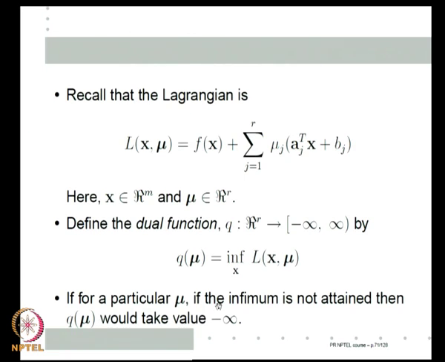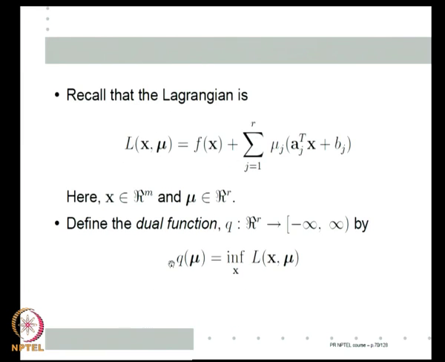That is the reason we allowed q to take minus infinity as one of the possible values. If for a particular mu the infimum is not attained, then q(mu) would take value minus infinity. Just to allow that, we define q to be a function from R^r to the extended real line rather than R^r to R. Because we defined it as an infimum, we have to allow the possibility that for some mu, q(mu) may take value minus infinity.